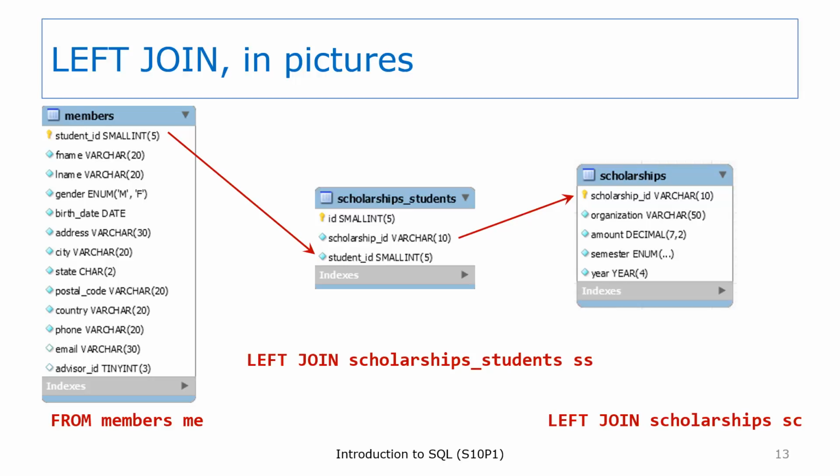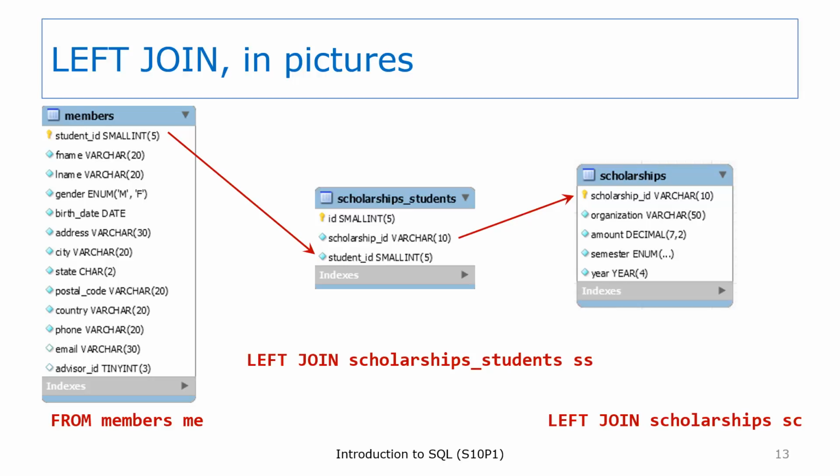The scholarship students table is in the middle. It is joined to the table to the left, the members table. The type of join is specified as a left join. The on clause specifies that the student ID column values in the members table and in the scholarship students table are used for the join. Because left join is specified as the join type, you will see a row in the result grid for each row in the members table, whether or not there is matching data in the scholarships students table.